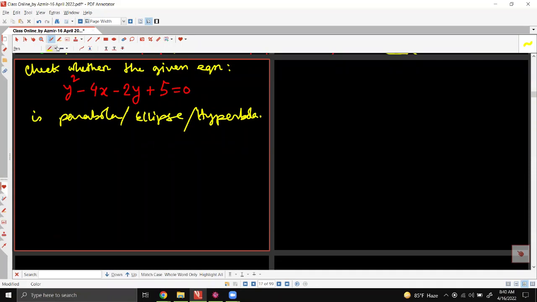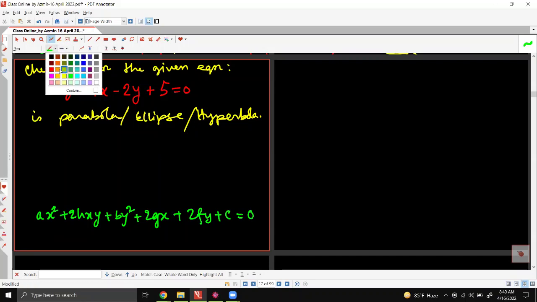So what we have to do? We have to compare this equation with the general equation of second degree. So the general equation of second degree is ax squared plus 2hxy plus by squared plus 2gx plus 2fy plus c equal to 0. So now we have to write the given equation in this form.